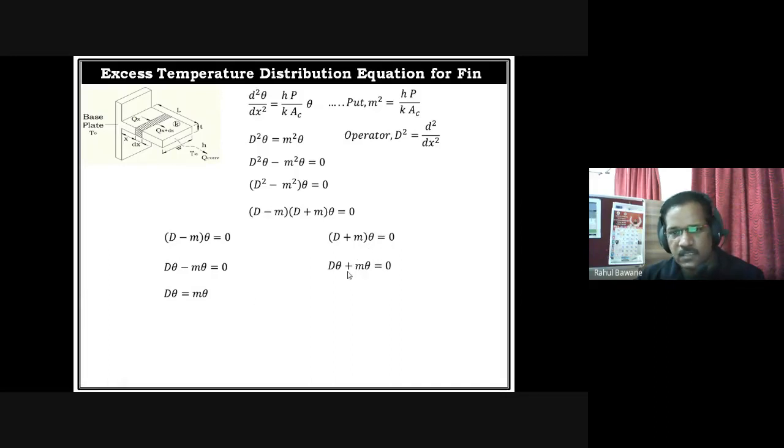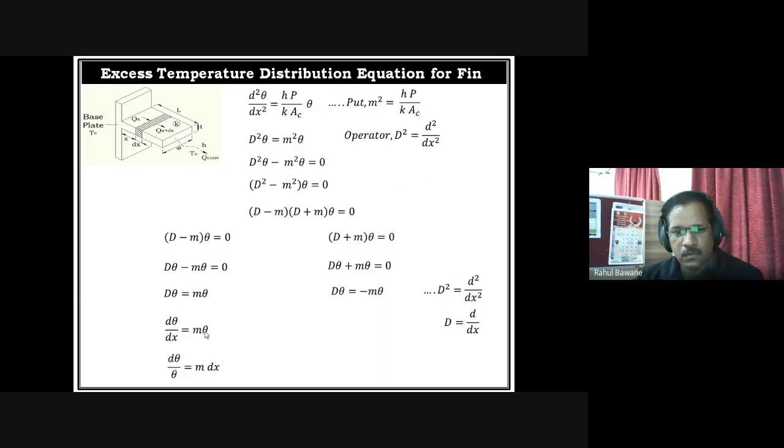And in this equation, d theta plus m theta equals 0. If I shift, then it becomes minus m theta. Now, we know d square is d square upon dx square, this is the operator we use. But here there is no d square term. So we will replace d by d/dx, removing the square term. So we put D equals d by dx. So it becomes d by dx of theta equals m theta.